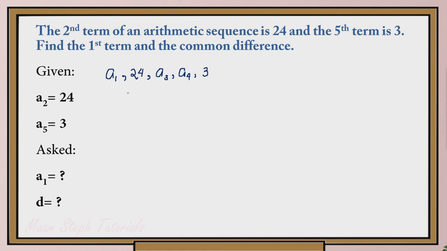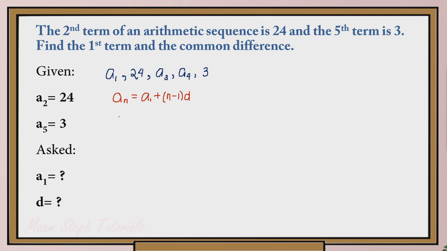So to solve this, we are going to use the formula of the nth term. So we have a sub n equals a1 plus n minus 1 times the common difference. So in the formula, we can use a sub 2 and a sub 5. So we will just replace this with these numbers or terms. And then, the only problem is, wala tayong a1 and common difference. So, ang gagawin natin, gagawa tayo ng equation for a sub 2 and a sub 5.